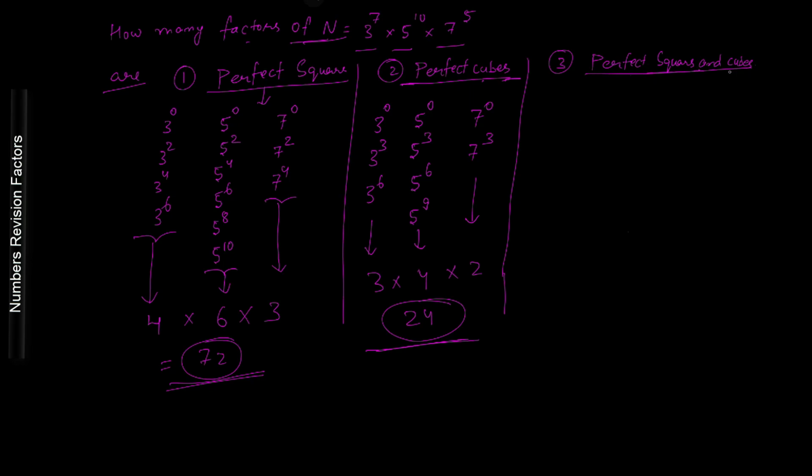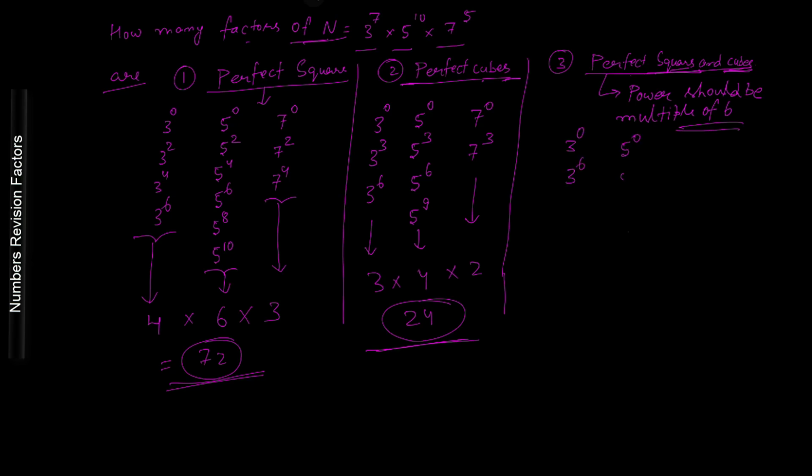Now perfect square and cube. Now for a number to be a perfect square and cube, what does that mean? It means that the power of each prime factor should be a multiple of both 2 and 3, right? Okay, and both 2 and 3 means it should be a multiple of 6. So check the power. Powers of 3 has 3 raised to 0 and 3 raised to 6, 2 possibilities.